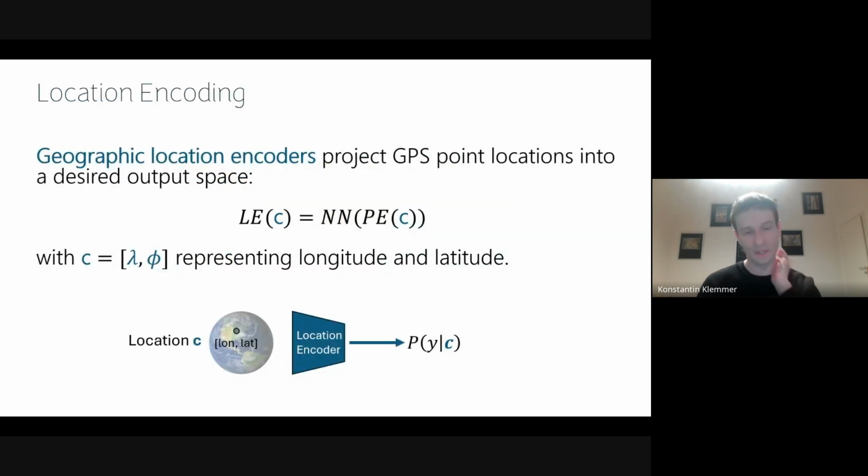So this talk is not going to have a lot of math, but just quickly some formal definition of a geographic location encoder. It's any method that projects a GPS coordinate, so latitude-longitude coordinate pair, into a desired output space. And so we have coordinate C that represents longitude and latitude. And then the location encoder has this component PE, which is a positional encoding. You can think of it exactly as a positional encoding in transformers. In fact, that's what they're inspired by. And then a neural network on top of that positional encoding.